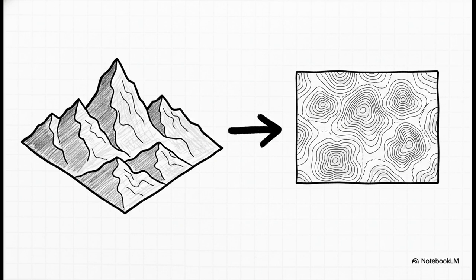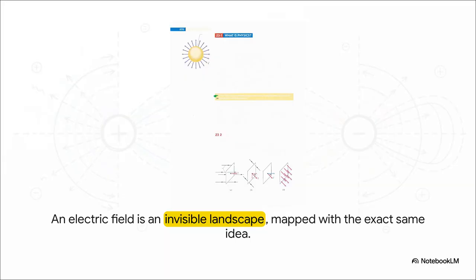The key to the whole thing is an analogy that most of us are already familiar with, a topographical map. I mean, think about it. This map takes a super complex, three-dimensional landscape, with hills and valleys, and it just flattens it onto a 2D page. It uses those simple little contour lines to show you the altitude. It's a genius way to visualize a landscape. And that is exactly what we're going to do here.